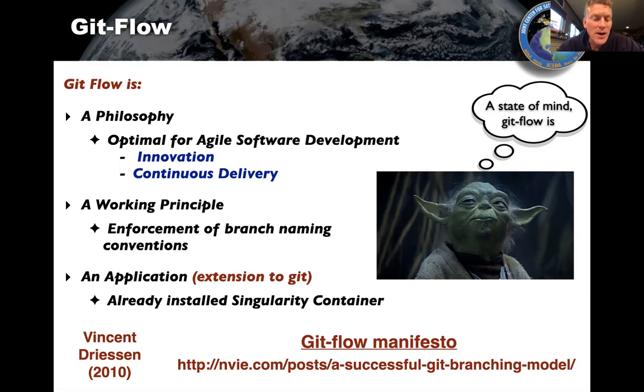And it's also an actual application. It's not required to use this, it's optional, but there's an optional extension to Git that is already installed in the Singularity container that you've been using all week. And this just facilitates creating branches and pushing branches and publishing branches within the Git flow paradigm.